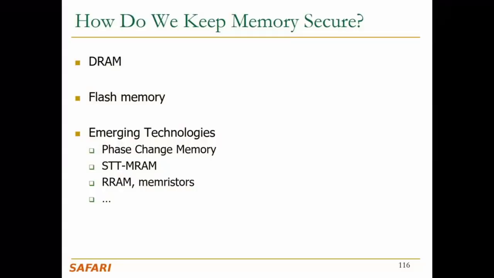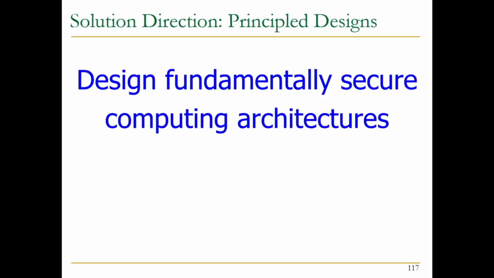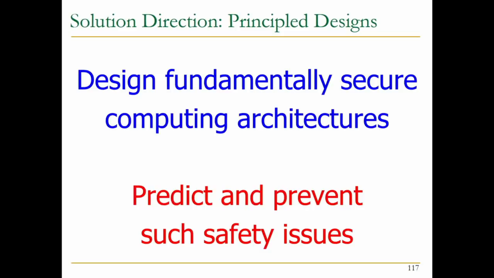Okay, so how do we keep memory secure? Clearly, we have issues with DRAM. We have issues with flash memory, although flash memory is a little bit far from the system today. But emerging memory technologies all have their reliability problems: read disturb, write disturb, many, many different reliability problems. I think we need some principled approaches. We need to somehow predict and prevent such safety issues.